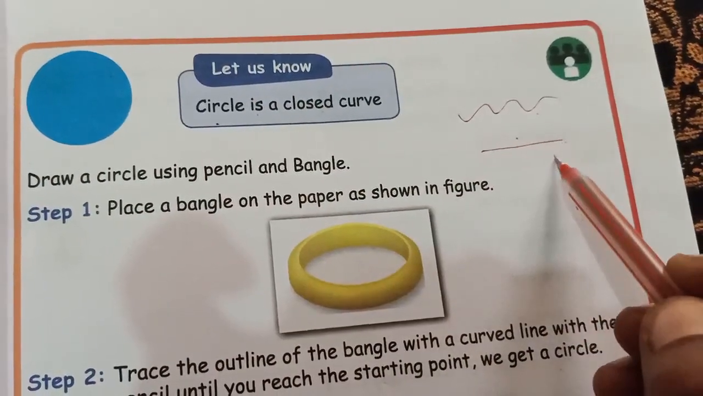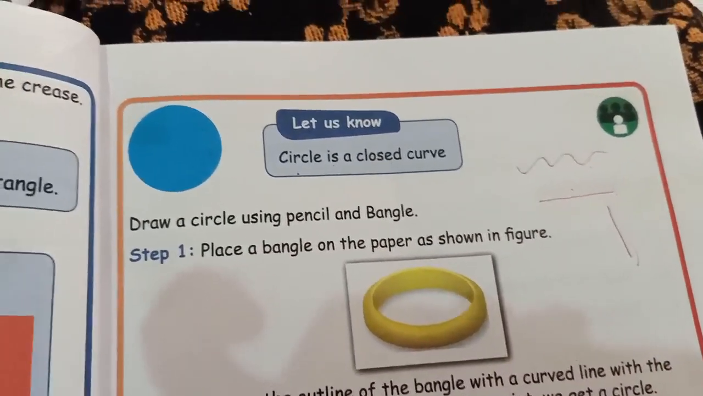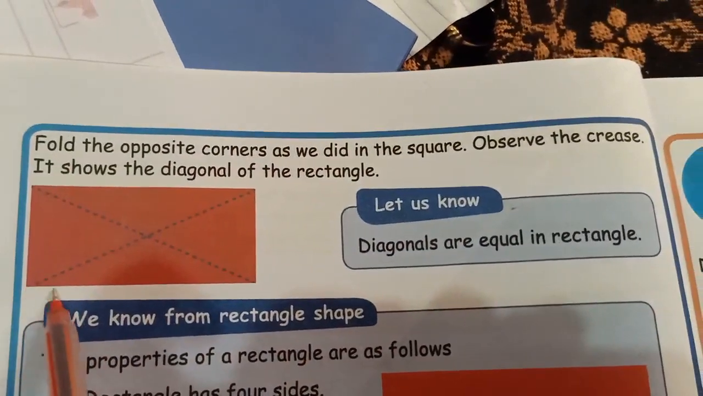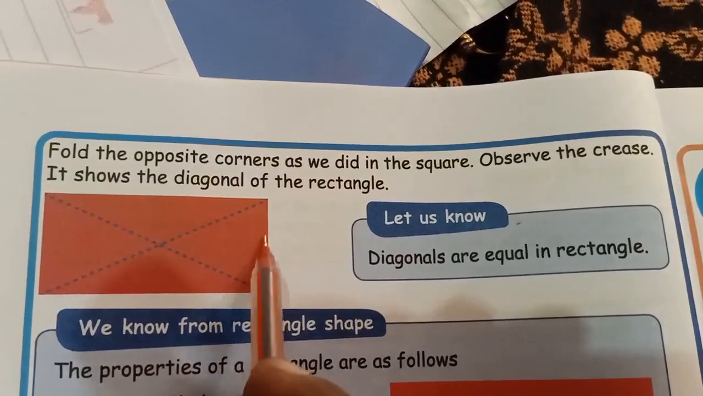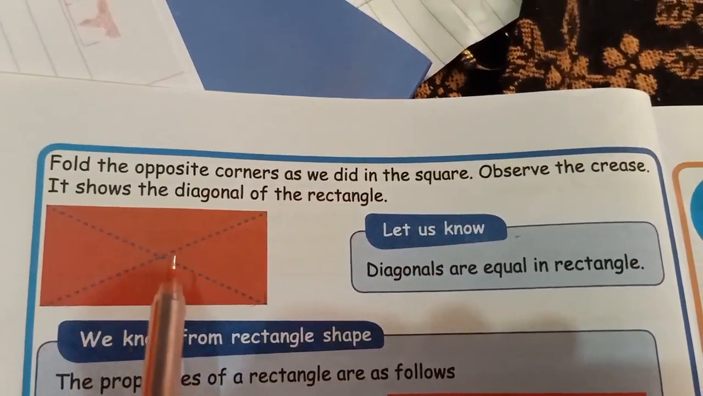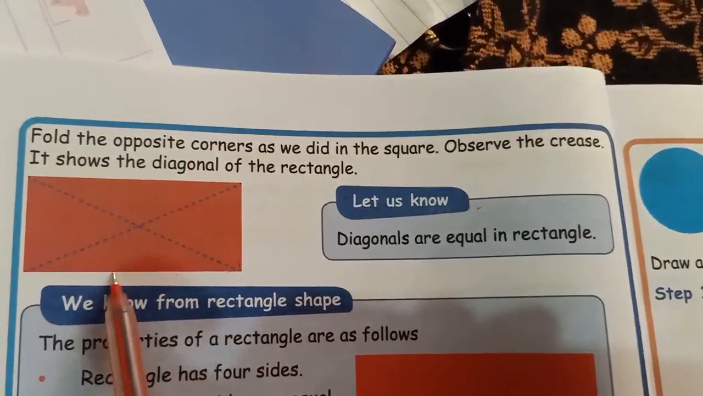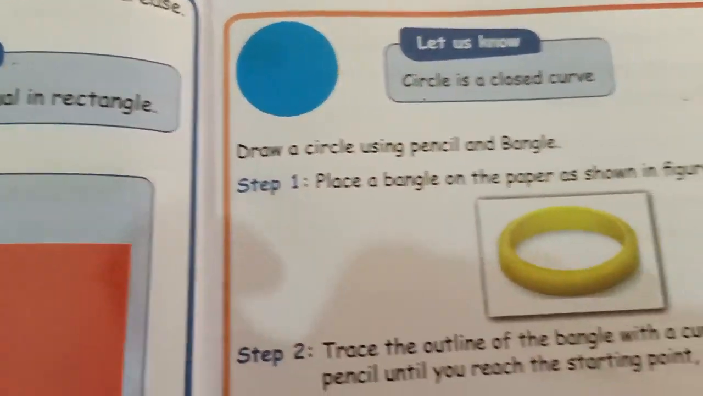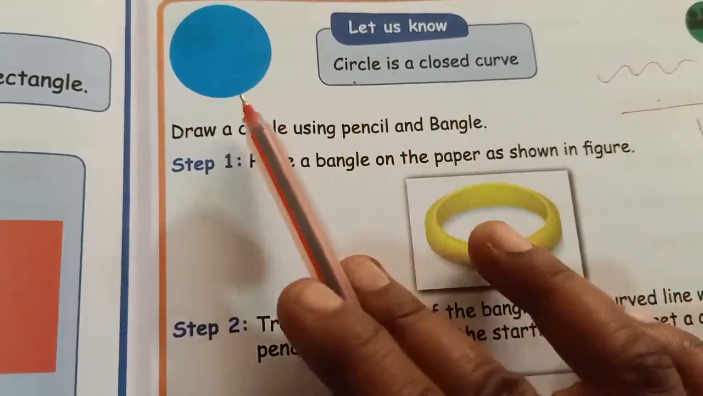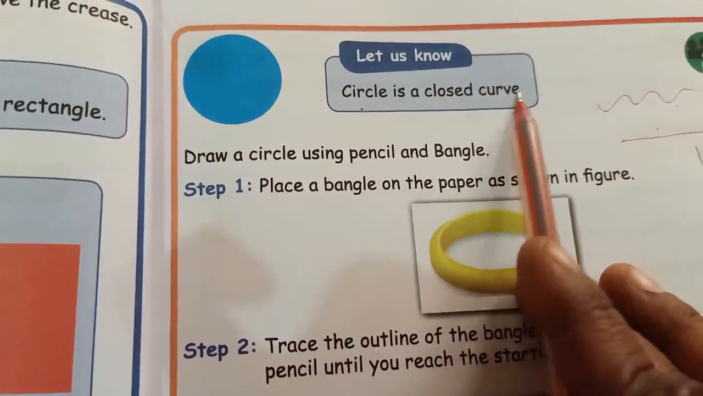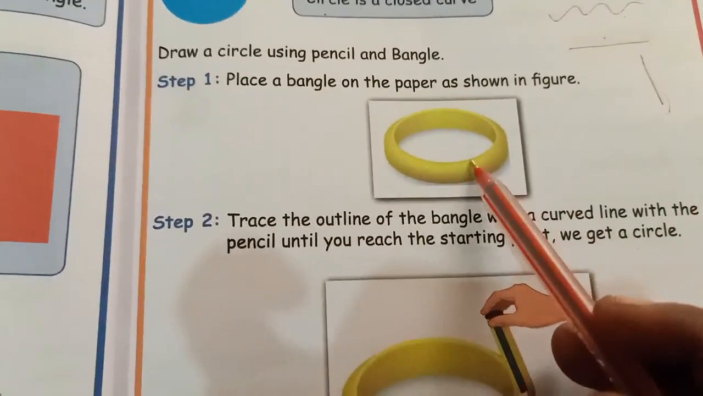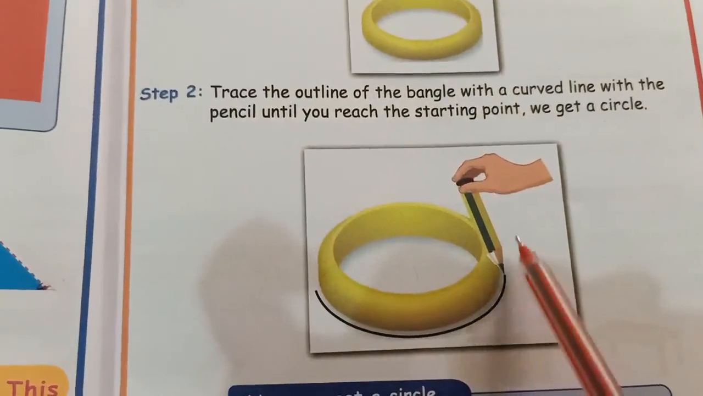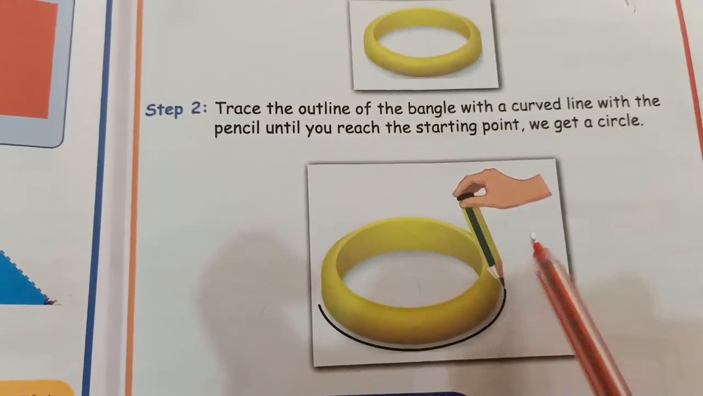This one is a straight line, this one is a straight line. In a square and a triangle, see for example, here is a straight line, this one also a straight line, everything is a straight line. Here we have a curved line. So only this is called a closed curve. Next, using bangles we can draw a neat circle.